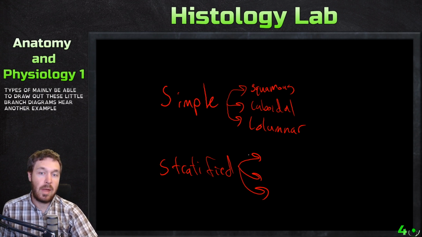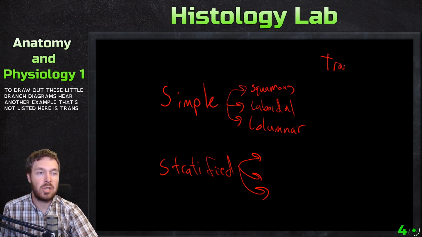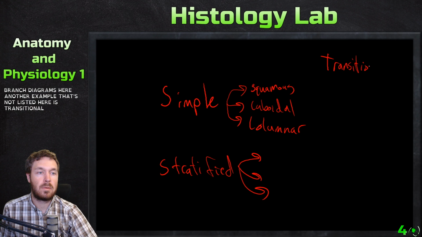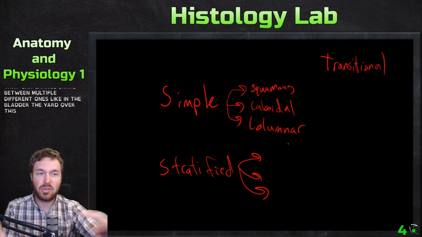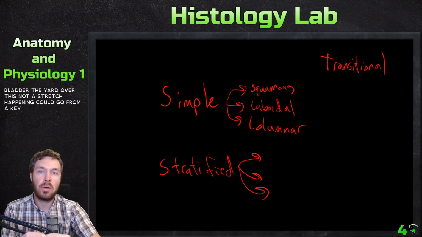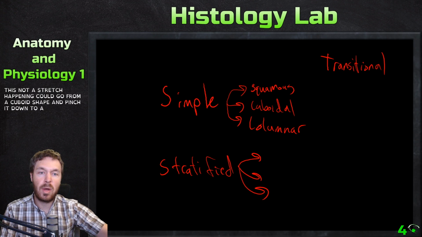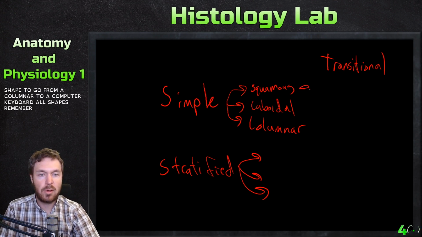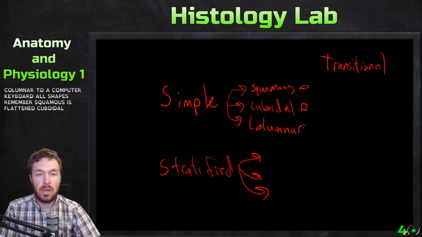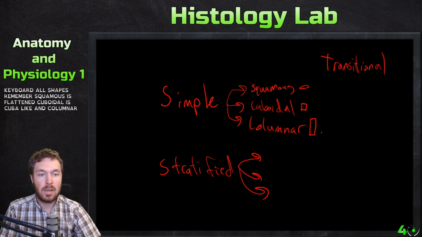Another example that's not listed here is transitional. That's one that can change shape between multiple different ones. Like in the bladder or the ureter, where there's a lot of stretch happening, it could go from a cuboidal shape and pinch down to a squamous shape, or go from columnar to cuboidal. Remember, squamous is flattened, cuboidal is cube-like, and columnar is column-like.